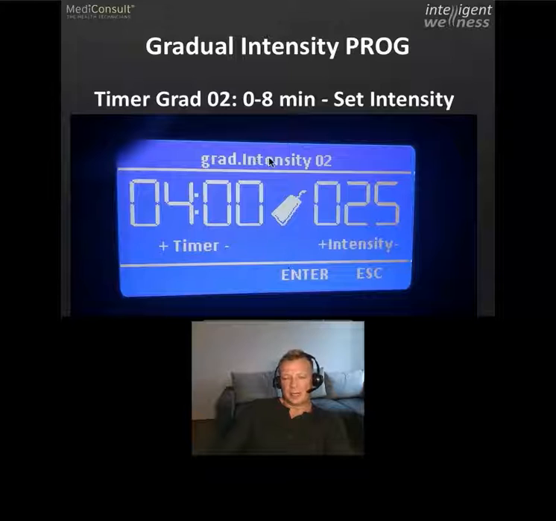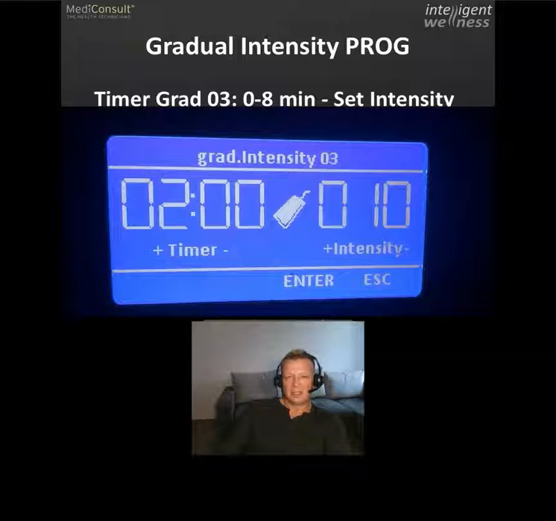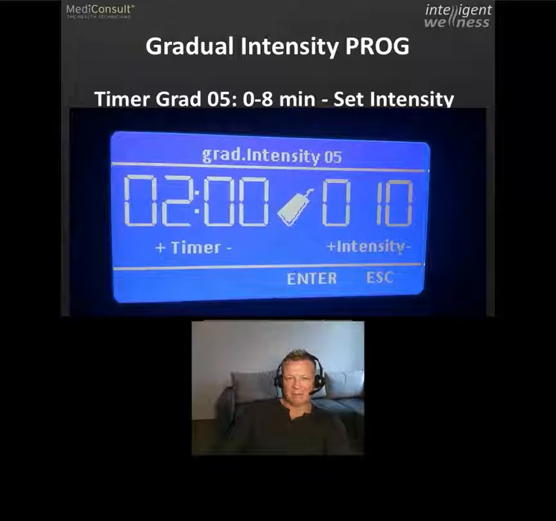And then after you press the enter button, it asks for gradual intensity number 2. So you can again set up the time and the intensity. For example, the first intensity was 2 minutes at a certain intensity. The next intensity after that should change to 4 minutes and 25. Then you press enter again, and then you can put in the third gradual intensity, the fourth and the fifth. So up to 5 different settings can be adjusted.